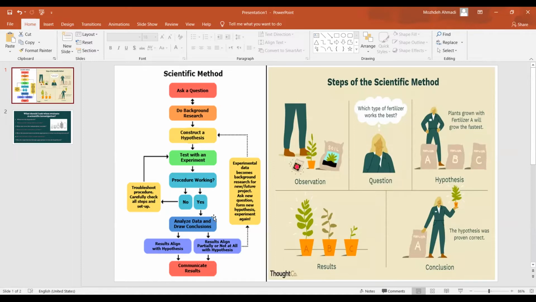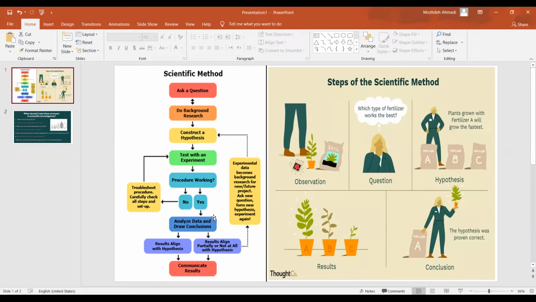And if the steps of the experiment work correctly and the procedures work, that's really good. If not, we should go back to the experiment and change the steps so we can get the answer for the hypothesis. All that matters is that we find the answer for the hypothesis. If no, we go back to the experiment. If yes, we analyze the data and draw the conclusion.